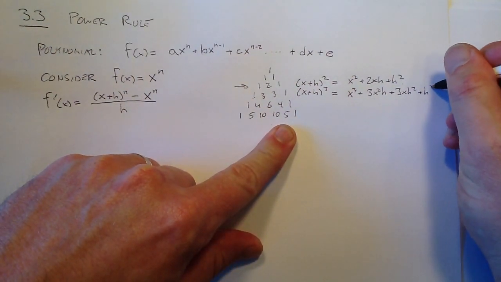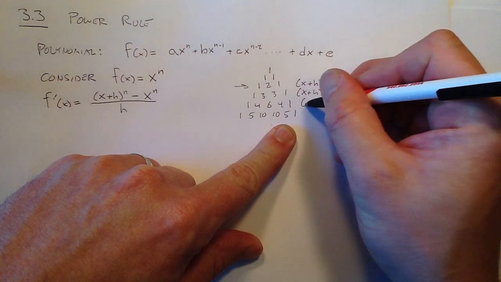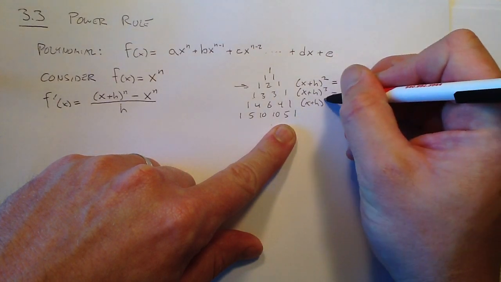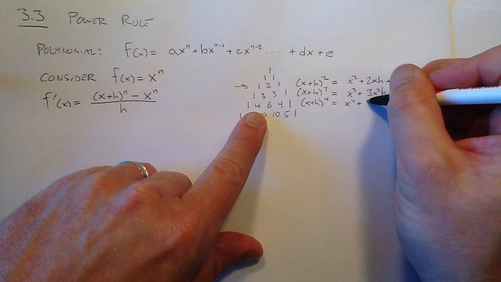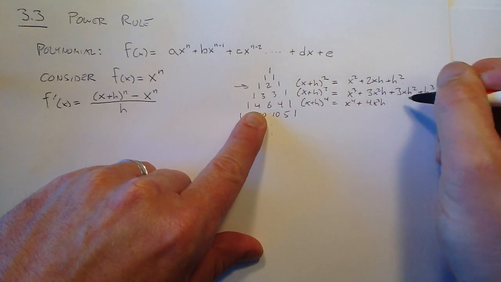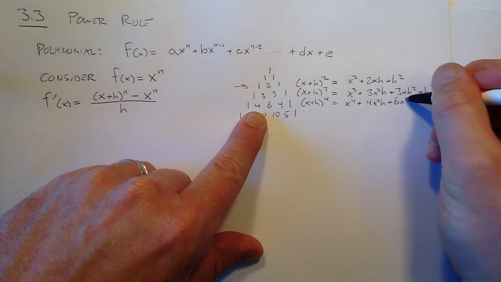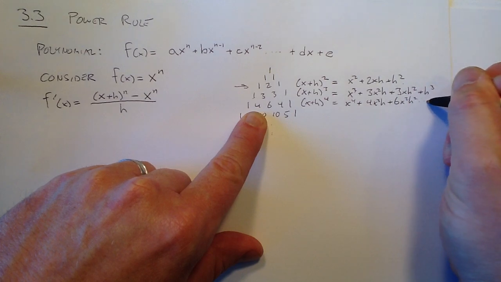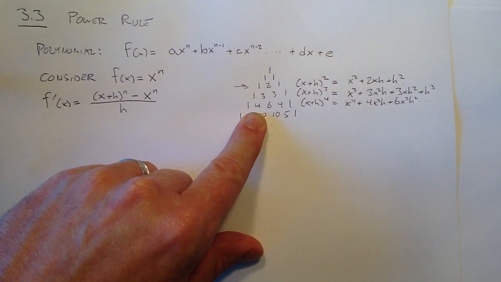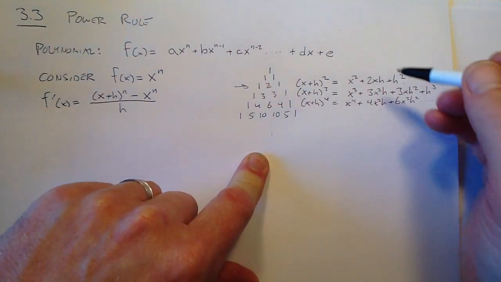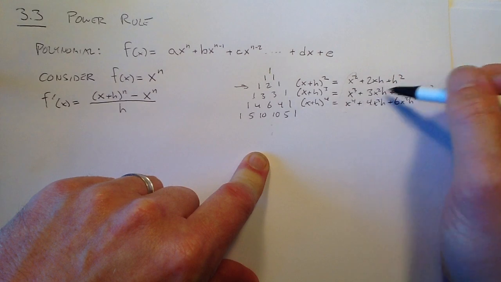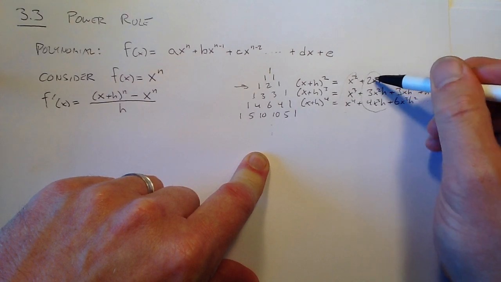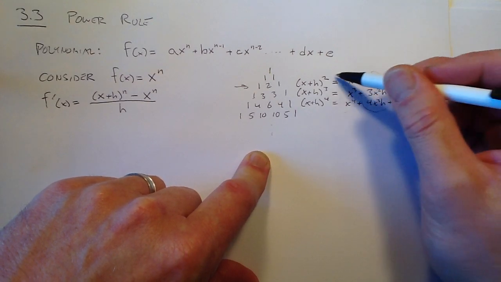plus h cubed. And x plus h to the fourth is x to the fourth plus 4x cubed h plus 6x squared h squared, and so on. So you can use these numbers. And what I want you to notice is that there's always the x to the n term, whatever power you're raising it to.